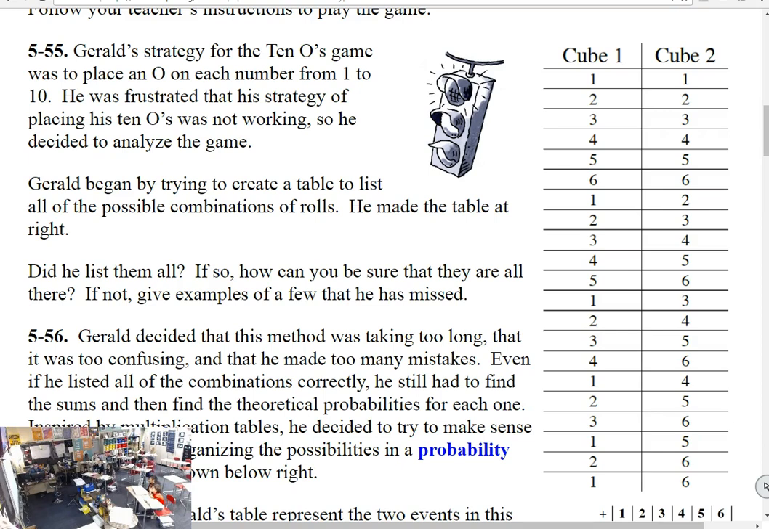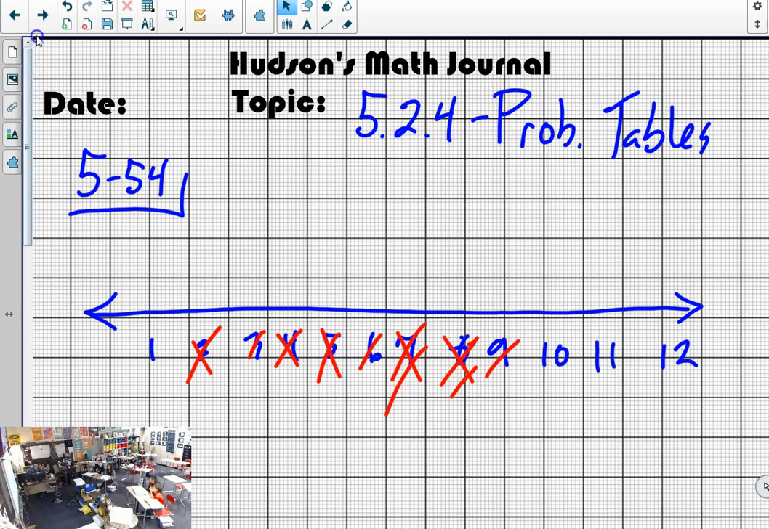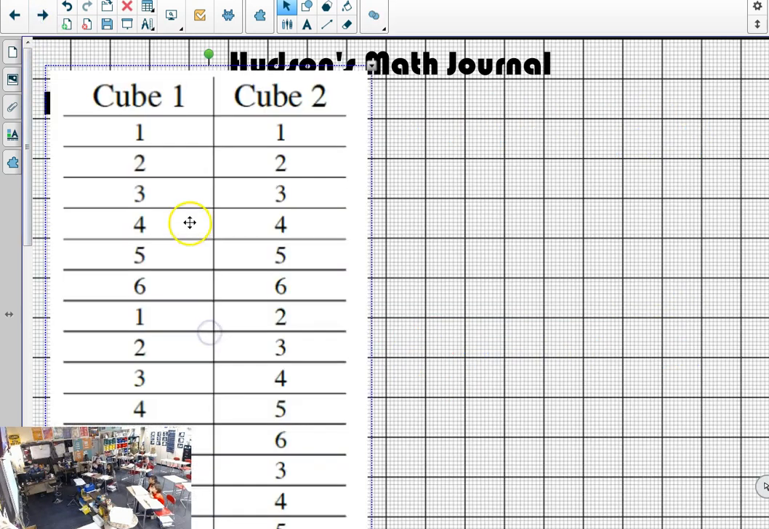Obviously, this would have triples. 36 options.